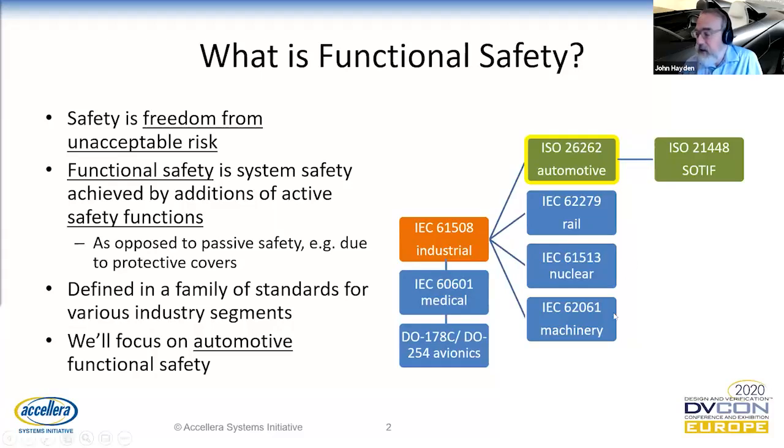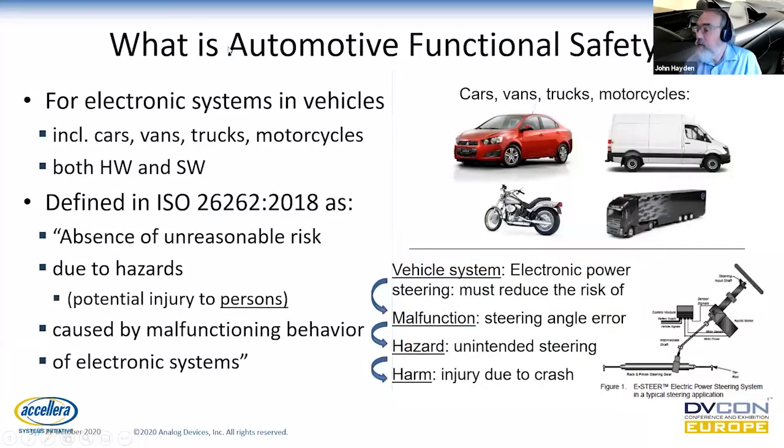And there's a whole set of functional safety standards in various industry segments that you can see on my slide here, going back to the industrial and aviation core. But today we're going to be talking about automotive functional safety. So what is automotive functional safety? This applies to electronic systems in vehicles and road users. So that's cars as well as vans and trucks and motorcycles. It includes the electronic elements down to the modules and the ICs and the hardware and the software that's involved.